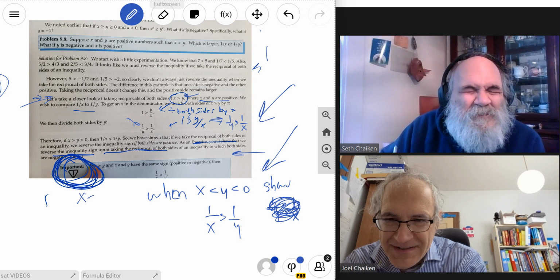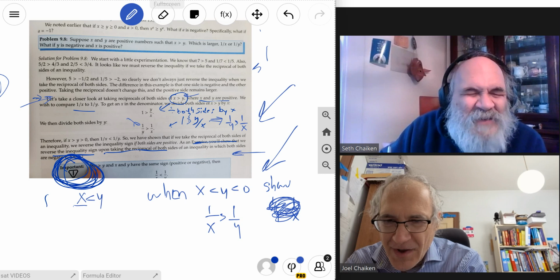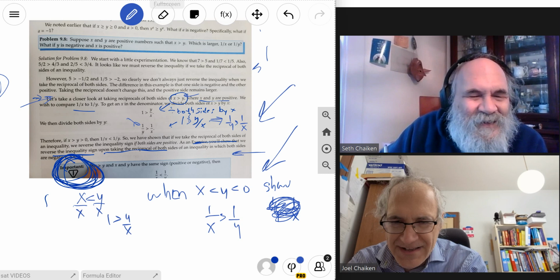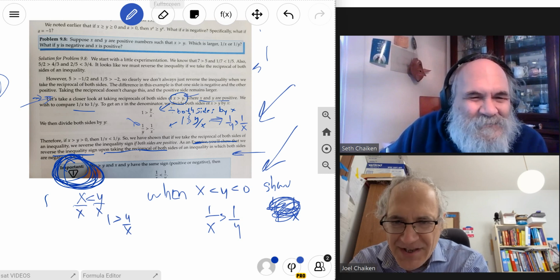X is less than Y, and both are negative, right? Divide by X. So you get 1 is greater than Y over X. Because X is less than 0, you switch the sign of the inequality like the problem we just did. Now we divide both sides by Y.